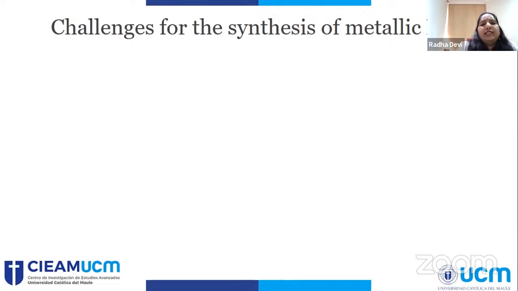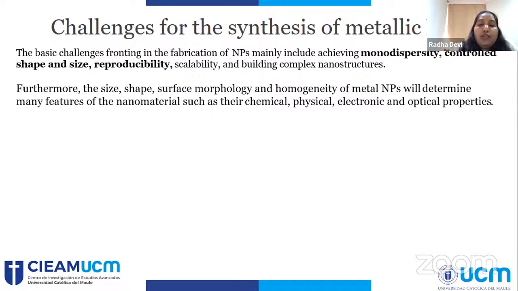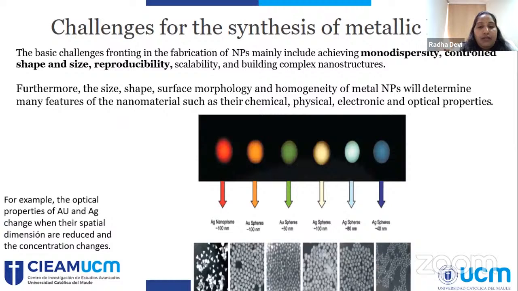One of the greatest challenges for the synthesis of metal nanoparticles is monodispersity, controlled shape and size, reproducibility, scalability, and building complex nanostructures. Furthermore, if we don't have a monodispersed structure or controlled shape and size, the properties will be unfavorable. So the shape, size, surface morphology, and homogeneity of the metal nanoparticles will determine the physical, chemical, electronic, and optical properties of the nanomaterial.